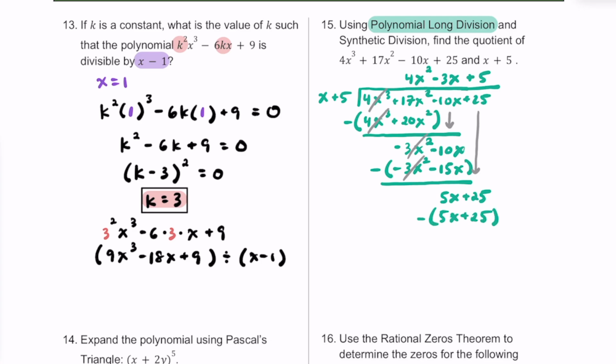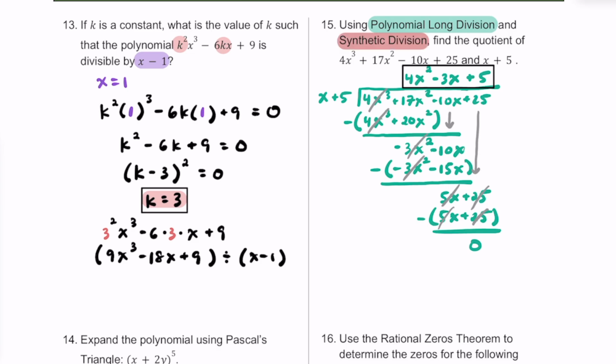And seeing the remainder here, that's going to end up being 0, just because everything here is going to cancel out. So we know this is going to go in perfectly nice. Okay, so we have our quotient up at the top. And so this right here would be our solution.